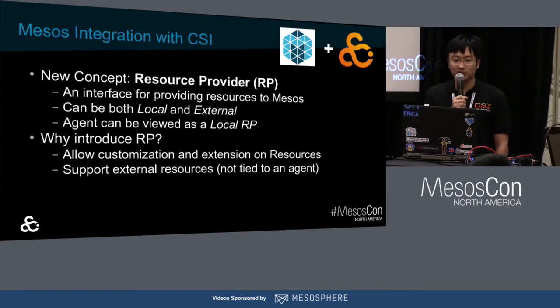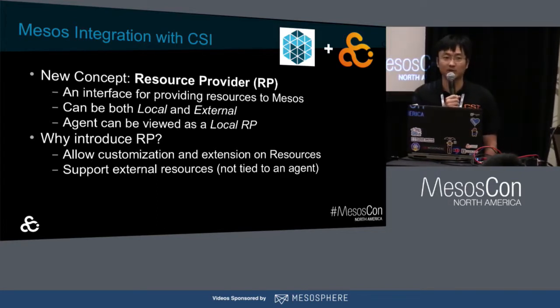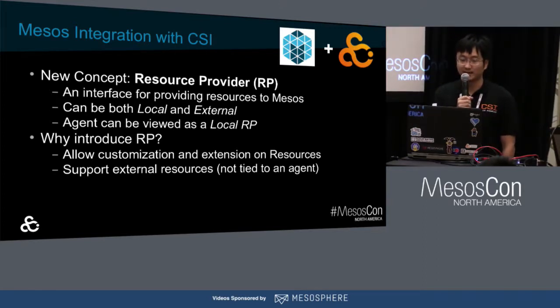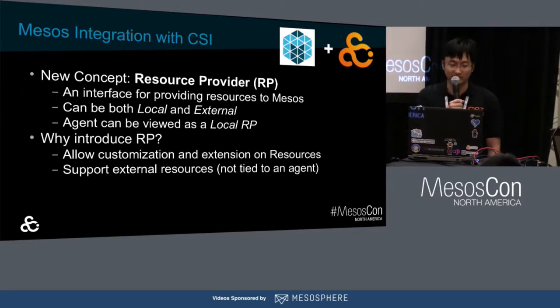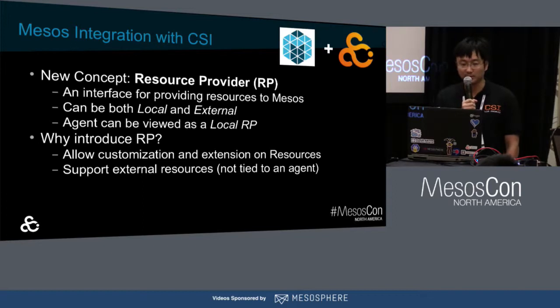And external resource providers provide those resources that are not tied to a particular agent. Think about some resources like remote disk storage or IP addresses that are not tied to a particular agent. So we do want to support these two kinds of concepts, local resource provider and external resource provider. And if you think about that, the agent itself right now can be treated as a local resource provider, providing those traditional CPU, memory, disk resources, plus the other part, which is the task management part.